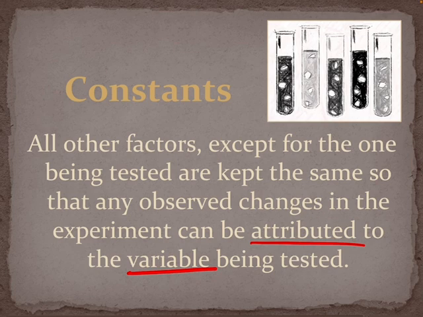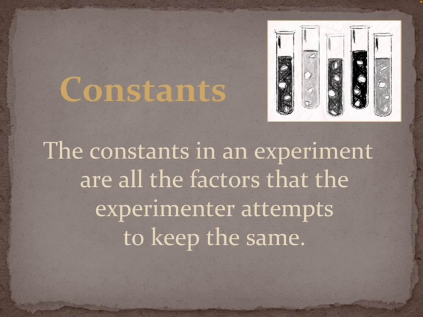If you put your plants under different colored light, but you give one of them 10 times more water than the other, then you're going to see a growth in that plant regardless, because you're giving it more water. But that's not what you want to test. So you want to keep the water amount the same. That's a constant as well. All right, constants are very important. All right, so just another definition of constants.